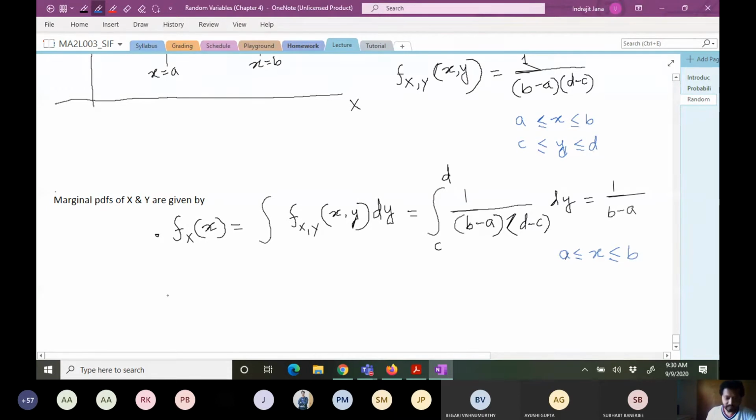Okay, and similarly the other one, which is the marginal PDF of y, will be 1 over d minus c, and that is for y between c and d.